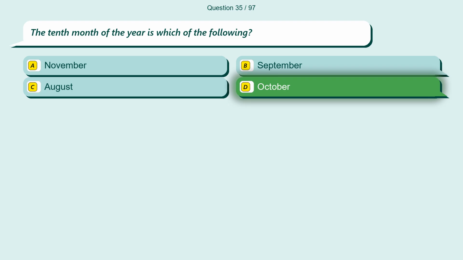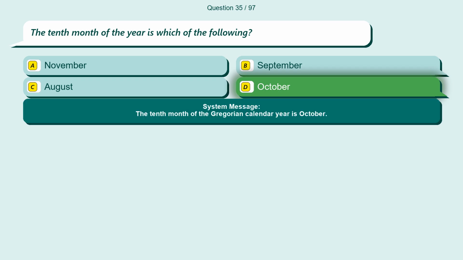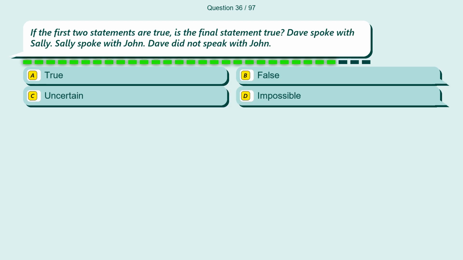The correct answer is option D, October. The 10th month of the Gregorian calendar year is October. Question 36. If the first two statements are true, is the final statement true?